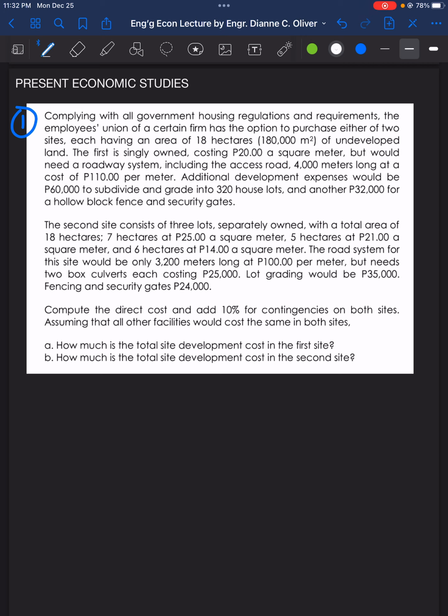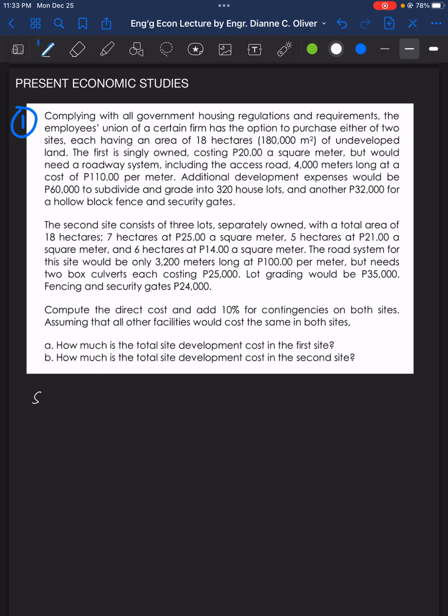Compute the direct cost and add 10% for contingencies on both sites, assuming that all other facilities would cost the same in both sites. Letter A, how much is the total site development cost in the first site? And letter B, how much is the total site development cost in the second site? So here we will compare 2 alternatives using present economic studies. First, let's get the total site development cost for the first site.